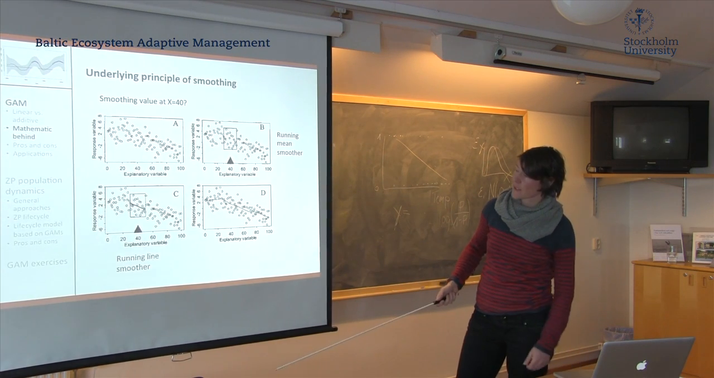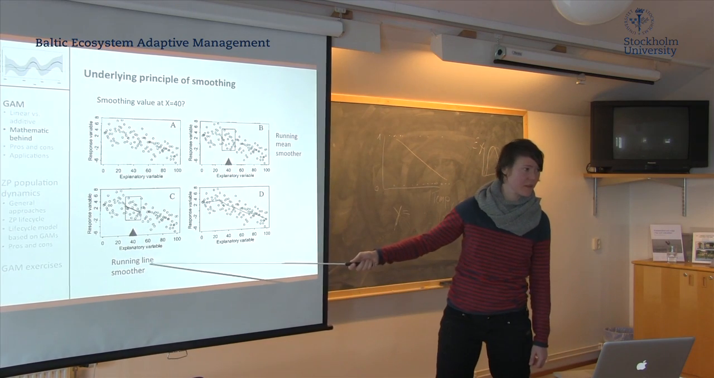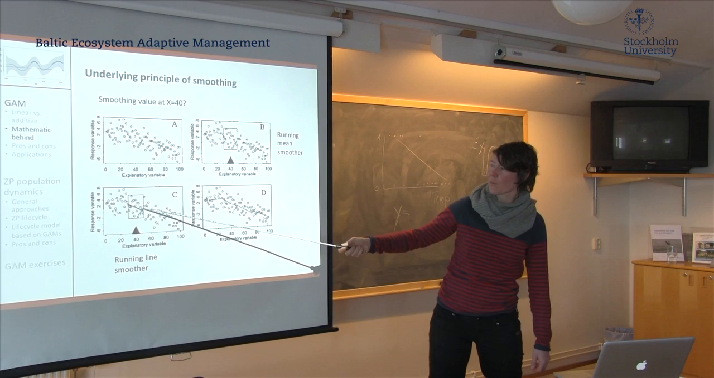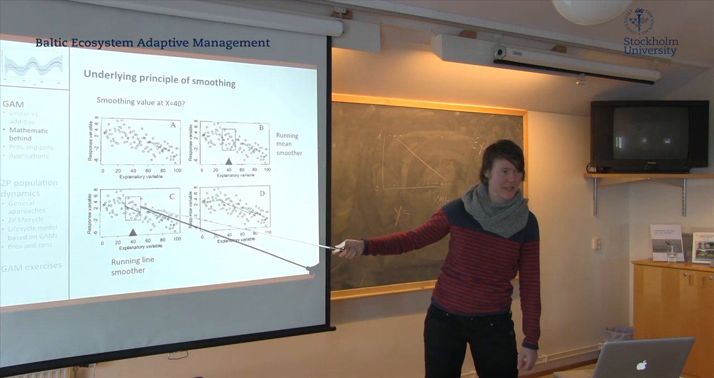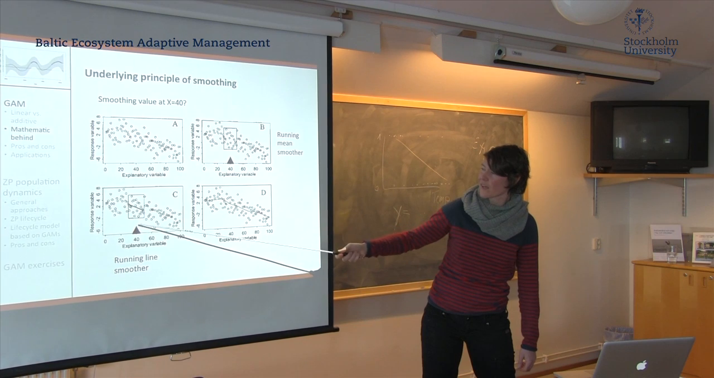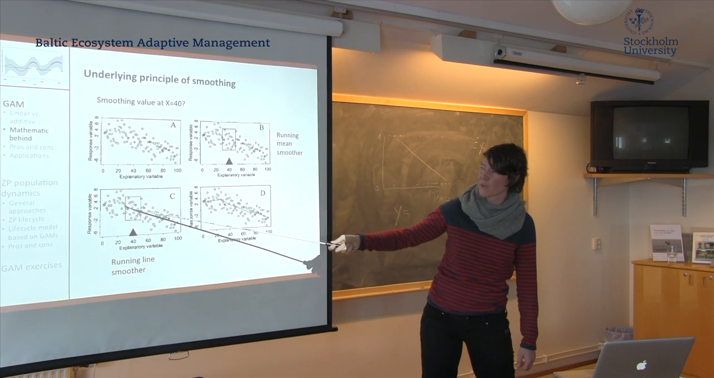Another way of doing it is called a running line smoother. Within this box, you apply a linear regression. And then your smoothing value for x is the value predicted by the regression.